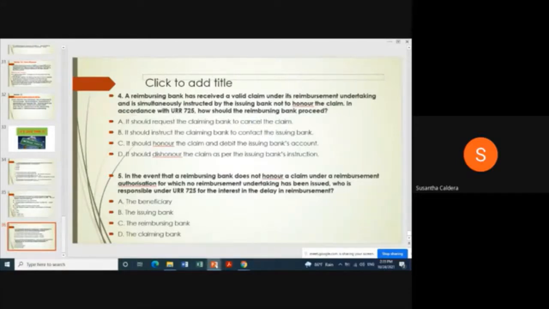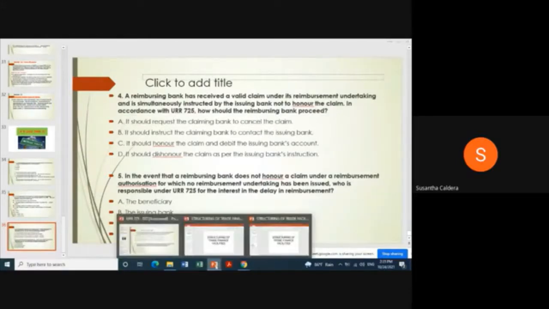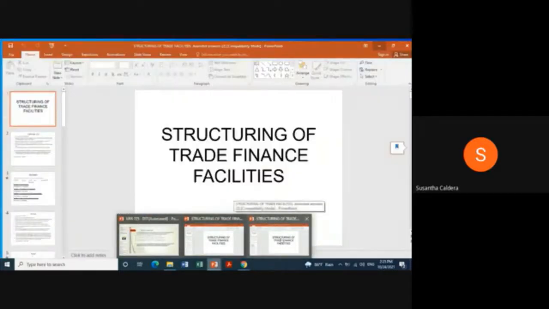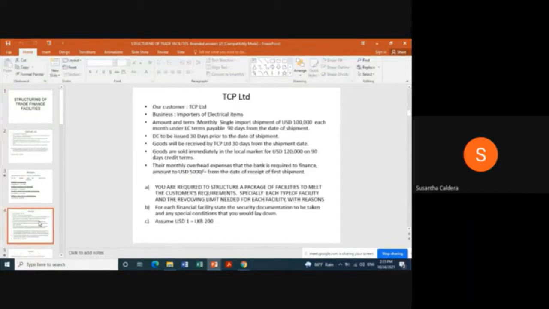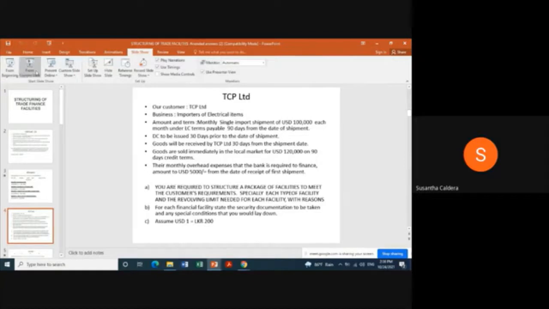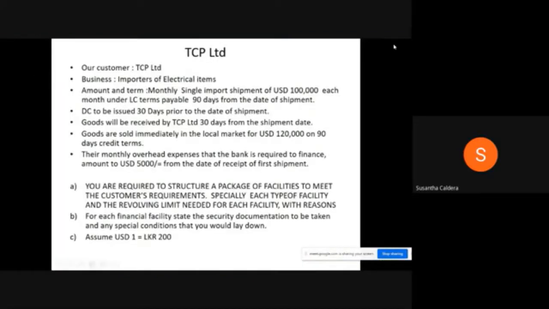I think these questions are good, which has given you some structuring of trade finance facilities. Shall we do at least the second one? I think we have done only one. Am I correct? Can we do the second one? Quickly.